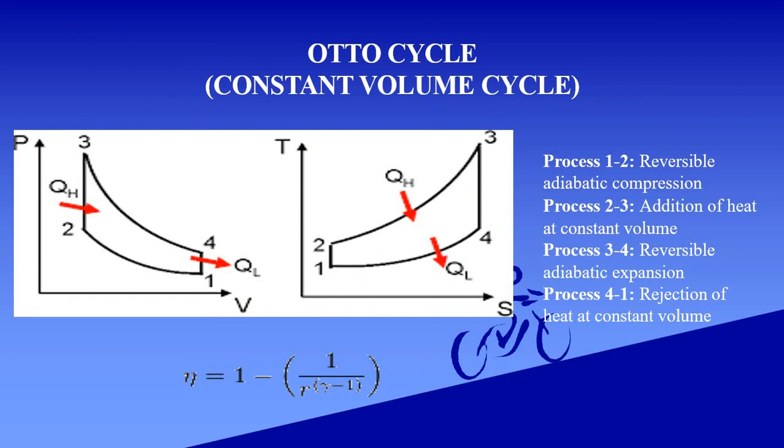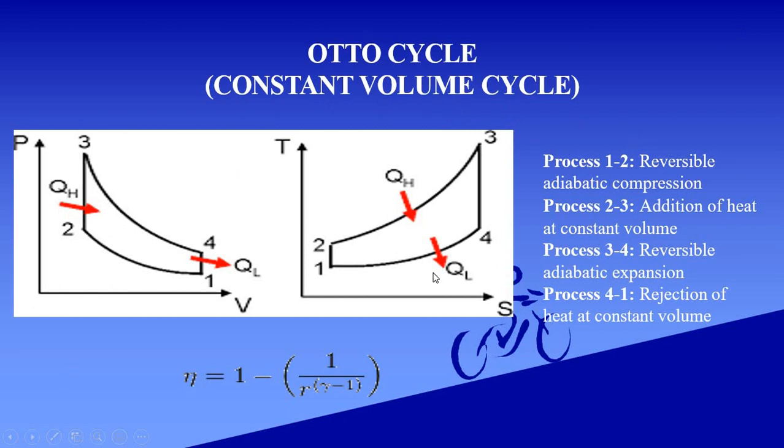Okay. Now we can see the Otto cycle. If you go for the Otto cycle, this is otherwise called a constant volume cycle. So the petrol engines work on this Otto cycle. So gasoline is used there. So this is otherwise called the petrol cycle. Since heat addition takes place at constant volume, that is called a constant volume cycle.